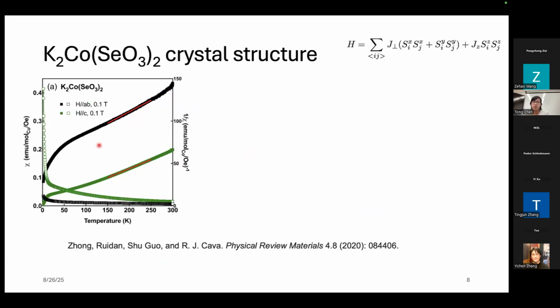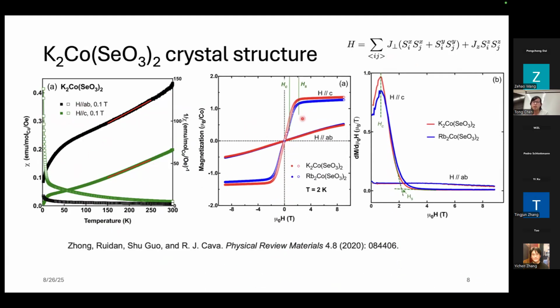Cava's group also measured the susceptibility as a function of temperature. When the magnetic field is applied along the z-axis, we see the susceptibility is much larger than when the field is applied in the plane. This indicates strong anisotropy of J perpendicular and JZ. In this case, it's easy axis. The same thing can be seen in the magnetization measurement as a function of field. When you apply a z-axis field, the magnetization increases rapidly and goes into a so-called plateau. But when you apply the magnetic field in plane, it just increases gradually and slowly. This also indicates a strong anisotropy. So the system is fairly anisotropic in this case.